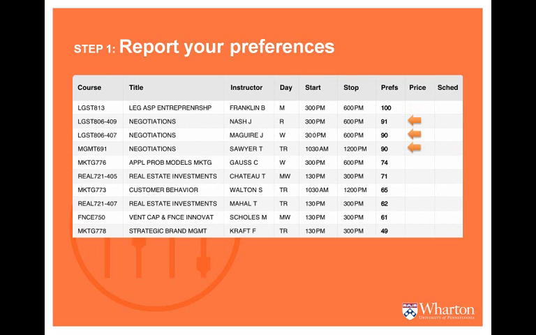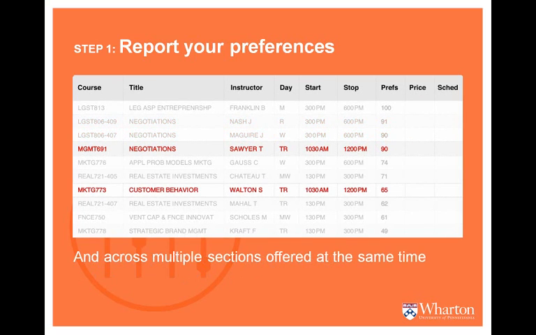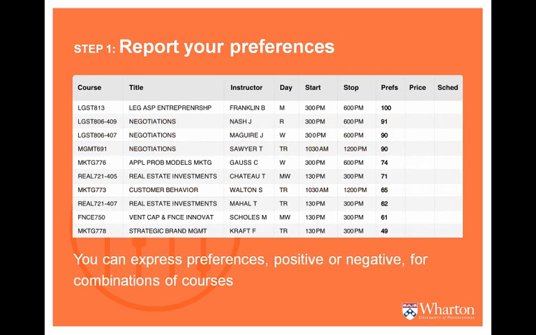For example, at 91 and 90 points, Lisa has a strong interest in negotiations. And her interest in strategic brand management is about half as strong as her most preferred section. Note, you can indicate your preferences across multiple sections of the same course, and the system knows to give you at most one of those sections. You can also express preferences for sections offered at the same time. Again, CourseMatch knows to give you only one course in a single time slot.